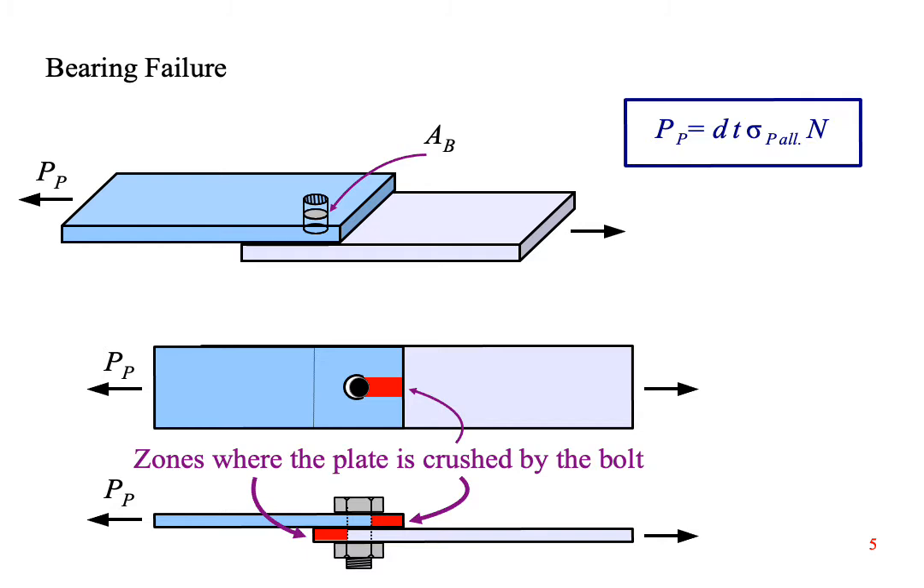P sub P is the bearing force, D is the diameter of the bolt, T is the thickness of the thinner plate, sigma P allowable is the allowable bearing stress, and capital N is the number of bolts. You can find the allowable bearing stress for 2 different steels in Appendix B.